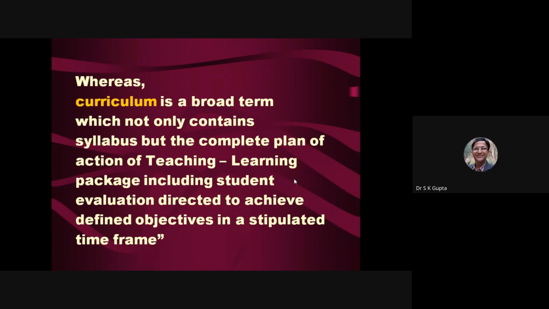Excuse me, sir. I'm sorry to interrupt you, sir. No, please. Here it is mentioned that curriculum is a broad term, which not only contains syllabus. So my question is, does curriculum also contain syllabus, or just the list of courses only? Yes, that is a broad term, which not only contains syllabus. Syllabus is of course a part of it.